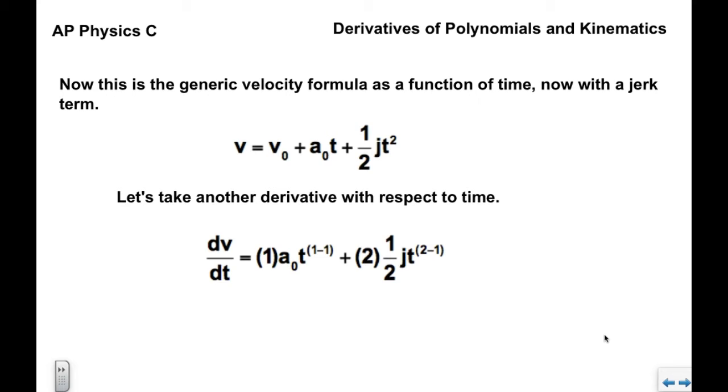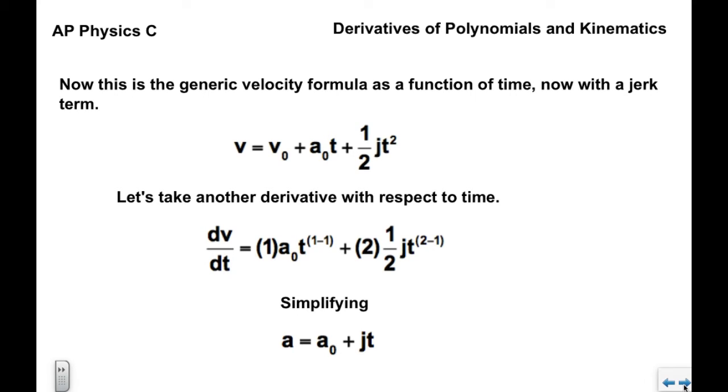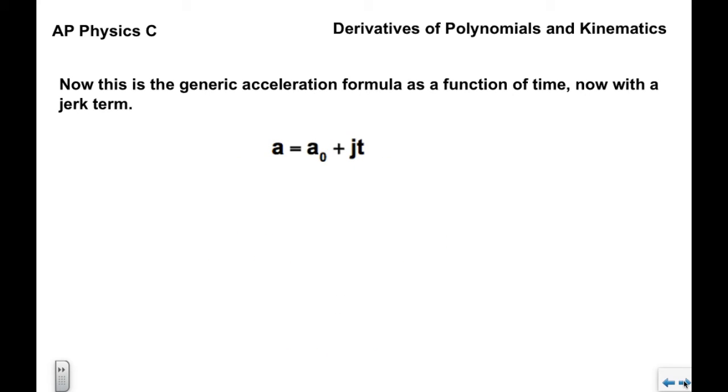If we take another derivative with respect to time, we get dv/dt. V again is a function of time, so we do the same operation. The v naught goes away. We have an exponent of 1 here. We move it out front. 1 times a naught times t to the 0. We know t to the 0 is 1. Plus, we take the 2 out front. 2 times 1/2 j t to the 2 minus 1. We'll end up with a pretty simple expression for the acceleration with respect to time. Again, it has a jerk term, but this implies that the acceleration is not constant. So that's the nature of the derivative.